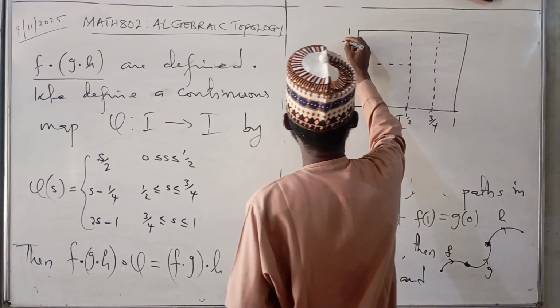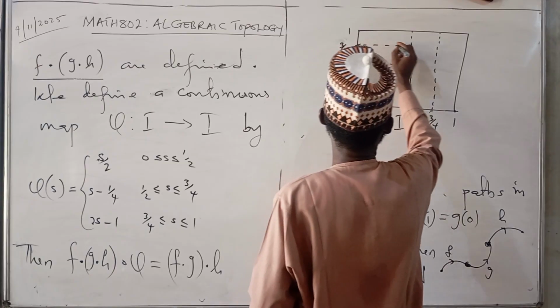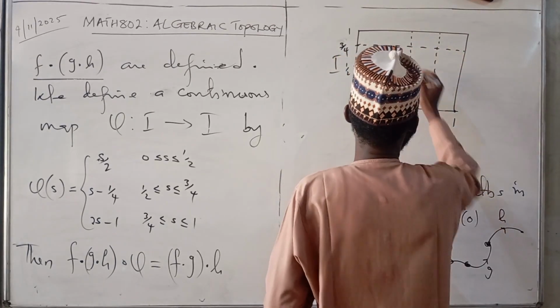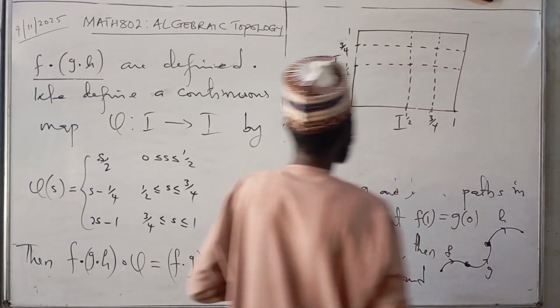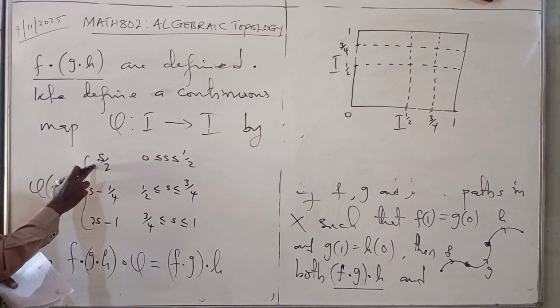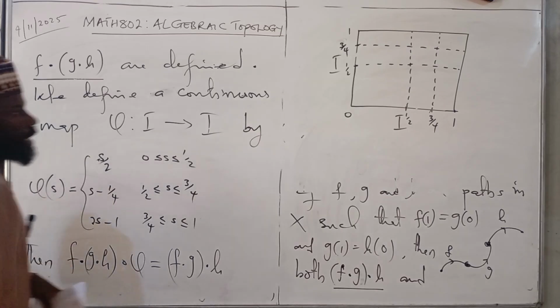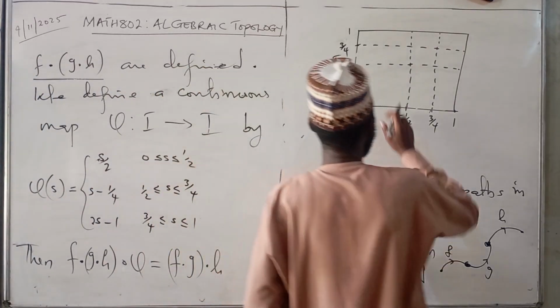So this is 3 what? 3 by 4. So this is what you have. So you have a linear graph, that is, the slope is half. Cool?